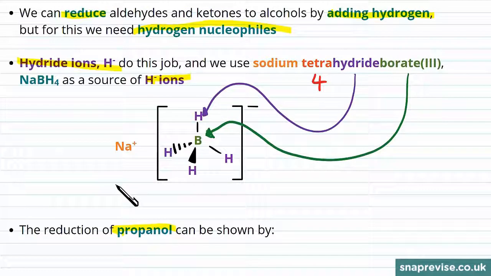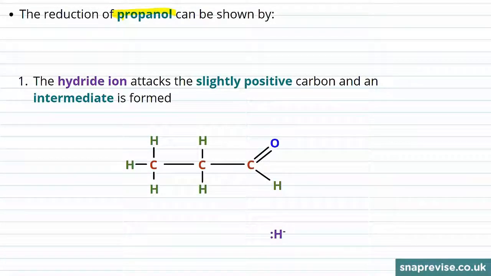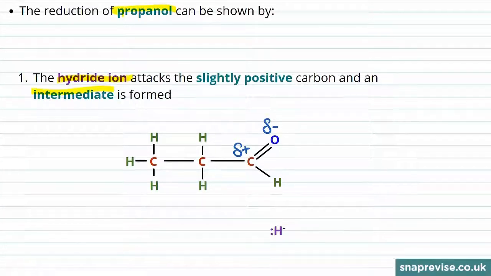When the sodium tetrahydridoborate is in solution, it releases H- ions, which we are going to show acting as nucleophiles. As we talked about in the last part of the video, the carbonyl group has a slightly negative oxygen and a slightly positive carbon, which is where the nucleophile attacks. So here the hydride ion is going to attack, and an intermediate will be formed.